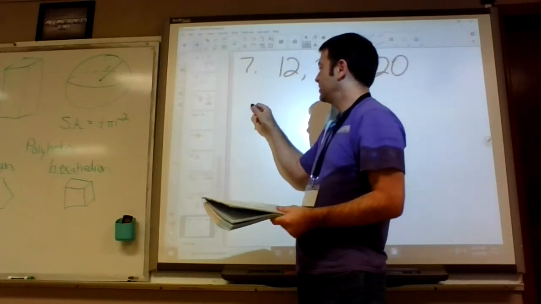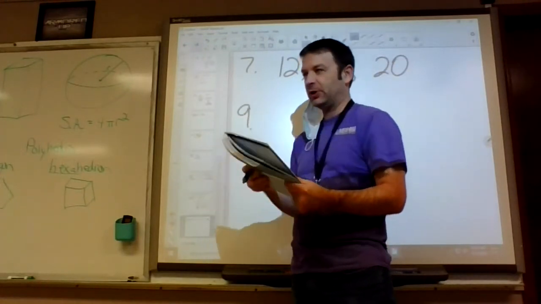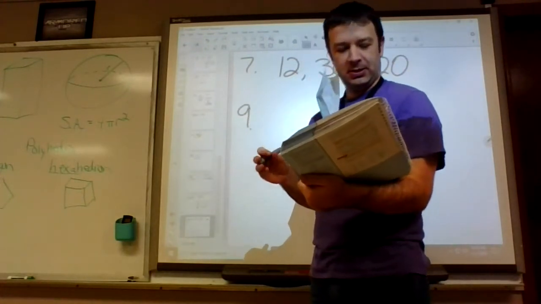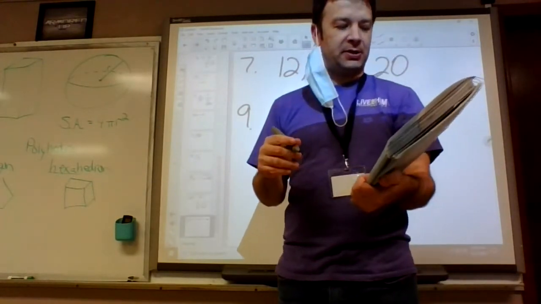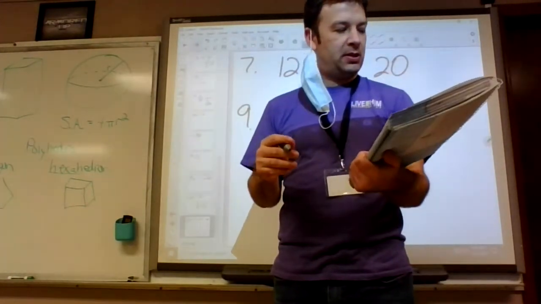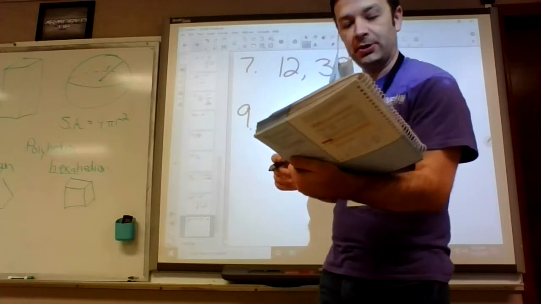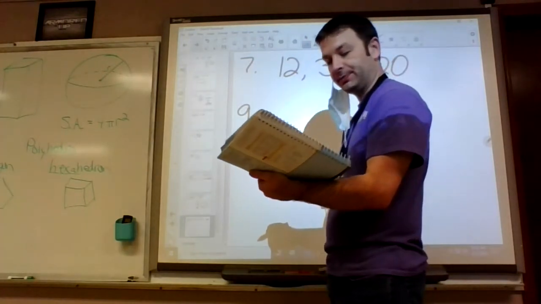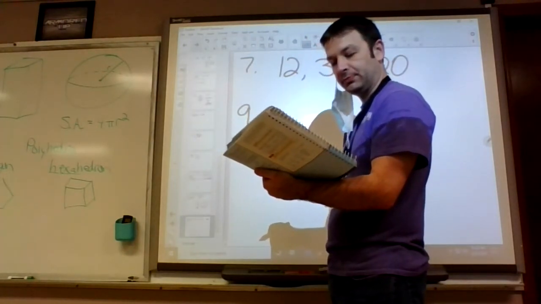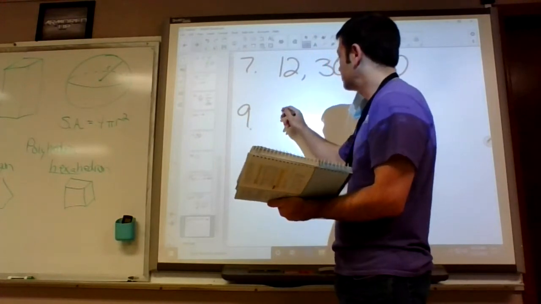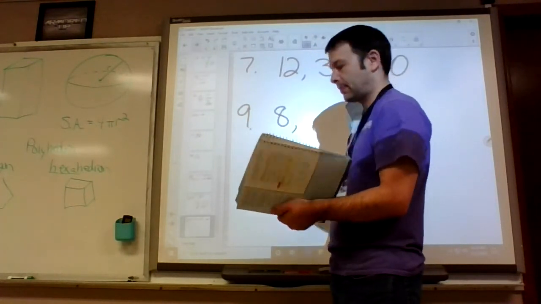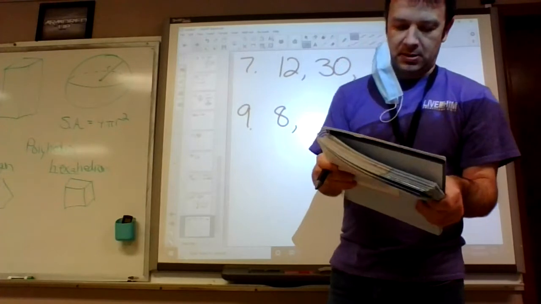Number 9, without looking it up in the back. I hate the charts. This 9 is actually easier. Is it 8? Just 7 was the hard one. Octahedron. 8 faces. Good for you. Thank you.